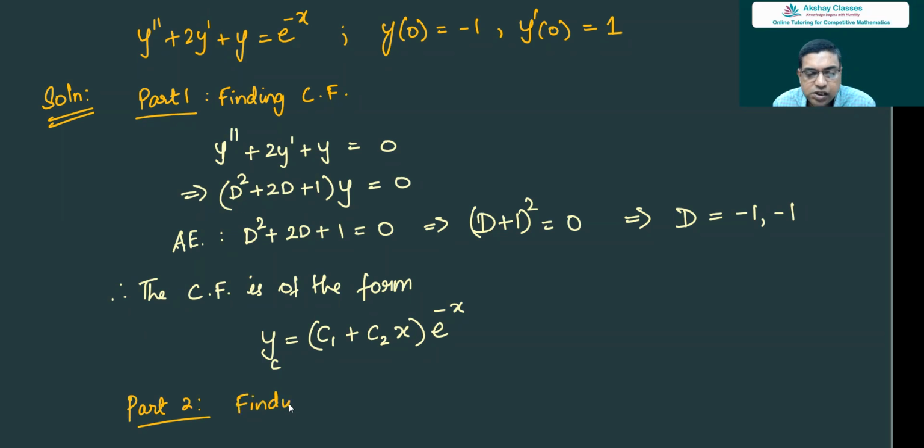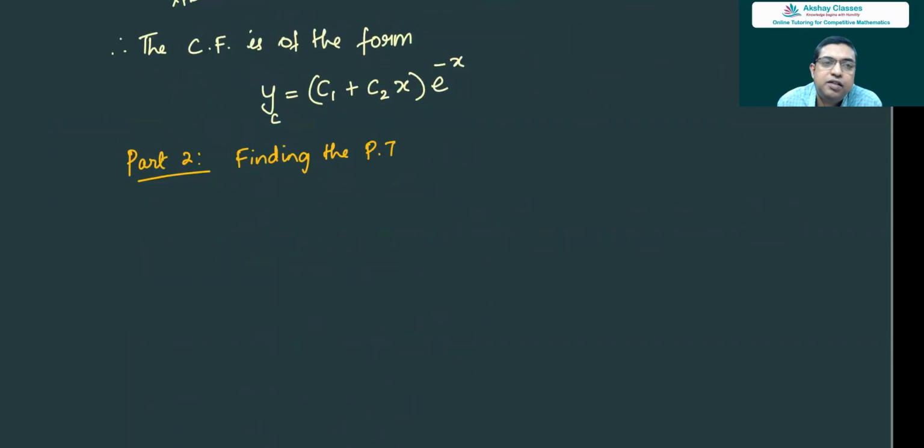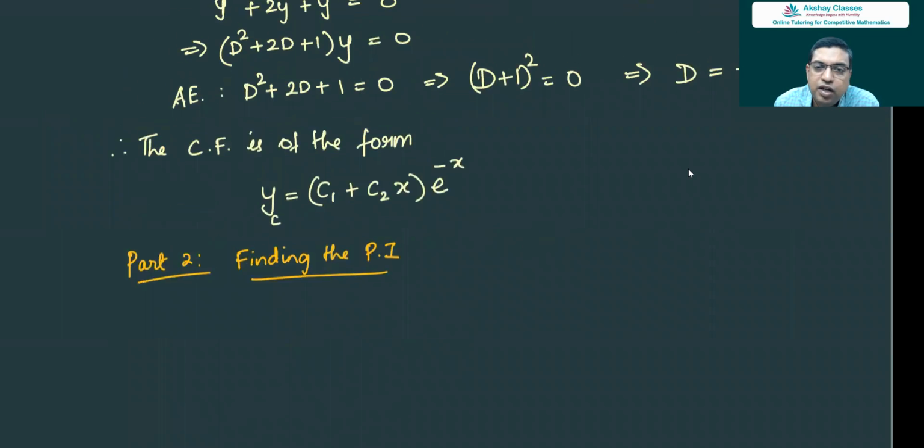Finding the particular integral. Of course, we can use that method of 1 by (D plus 1) the whole square on e power minus x, and we can do that. We can always solve by the operator method, but there's an easier method.